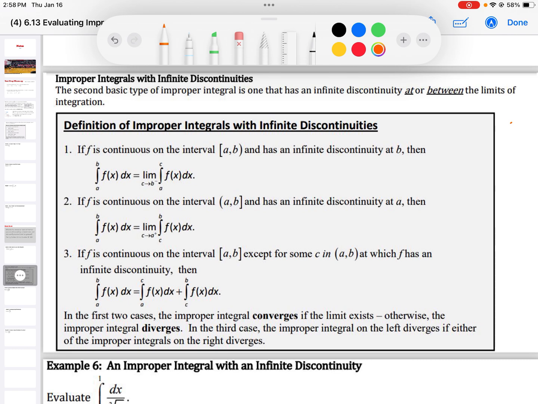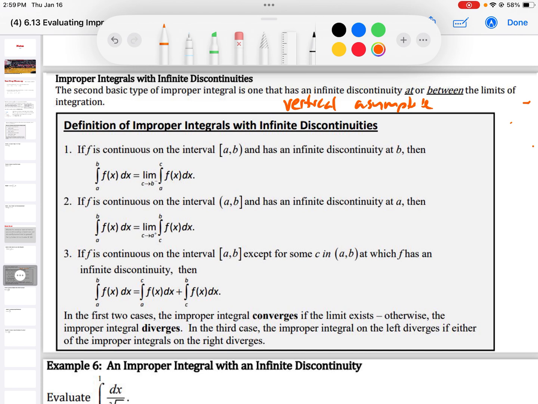All right, guys, in this video, we're going to talk about finding the improper integral with an infinite discontinuity. So we've done improper integrals where one of the limits of integration is infinity or negative infinity. This time it's the same idea, but we have a value within the limits of integration that has a vertical asymptote, an infinite discontinuity.